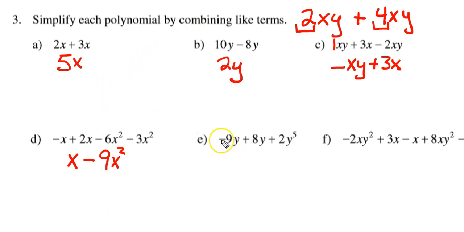As we look at this, we have a negative 9y and a positive 8y, leaves us with a negative 1y, and we don't write the 1 usually. Plus 2y to the 5th.